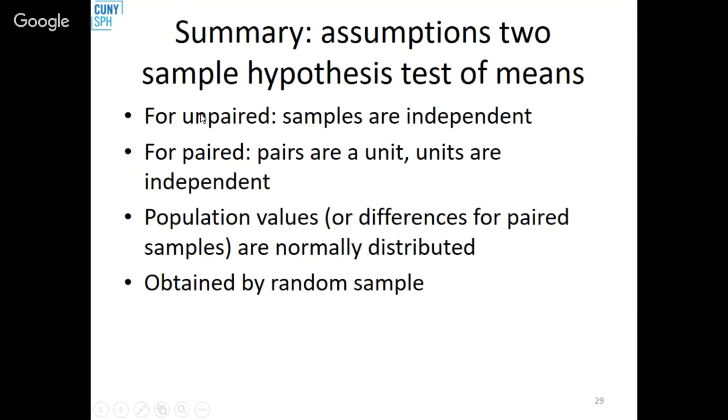So the assumptions involved here for unpaired, it's that you have two independent samples. For paired, that these pairs are a unit, but the units are independent. So like in the example of the driving test, that these tests are done independently for each individual, and those individuals can each be considered an independent observation. These all assume that the population values are normally distributed and that our samples are obtained by a random sample.